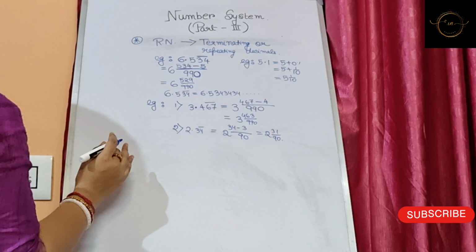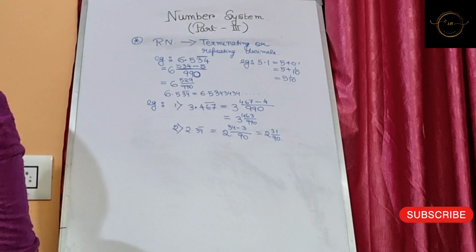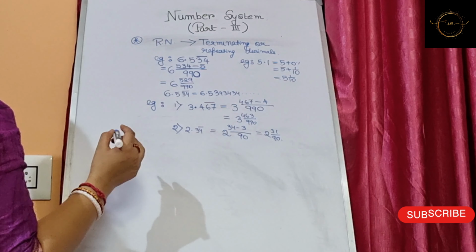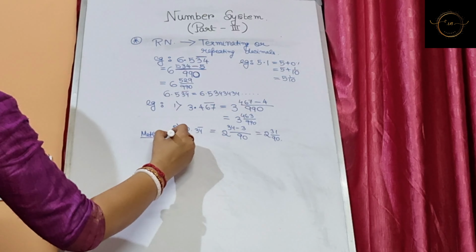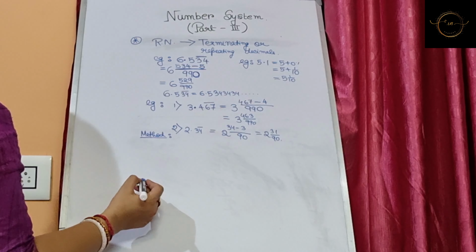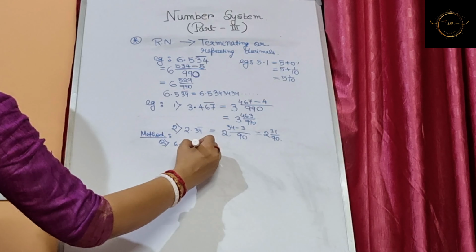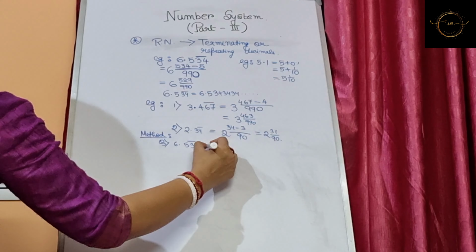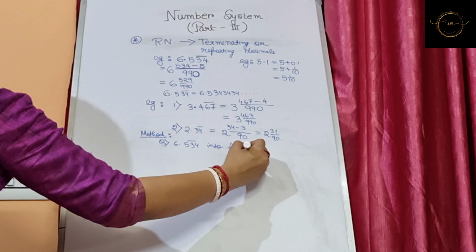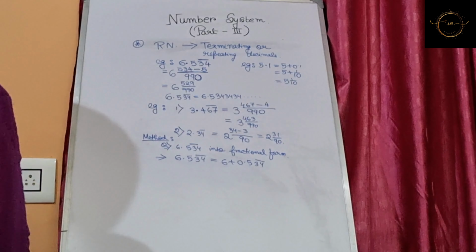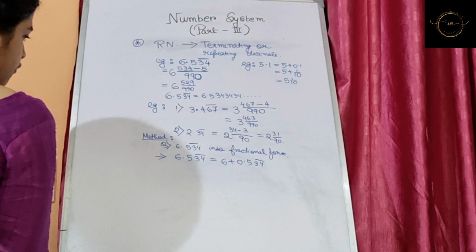Now this is the trick, but during your school examinations, you cannot use the trick to find out. There is a certain method to calculate. Now I'll come to that method, how you will calculate. Questions will come in this way: represent 6.534 bar, bar is above 34, into fractional form.